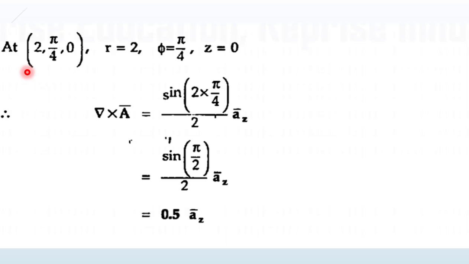Now we have to put in the point. So at point 2, pi by 4, 0, r is equal to 2, phi is equal to pi by 4 and z is equal to 0. So del cross A at 2, pi by 4, 0 is equal to sine of 2 phi, where phi is pi by 4. So 2 into pi by 4 means pi by 2, divided by 2, into az cap. Sine of pi by 2 is 1, so 1 divided by 2 into az cap, that is 0.5 az cap. So del cross A at 2, pi by 4, 0 is 0.5 az cap.